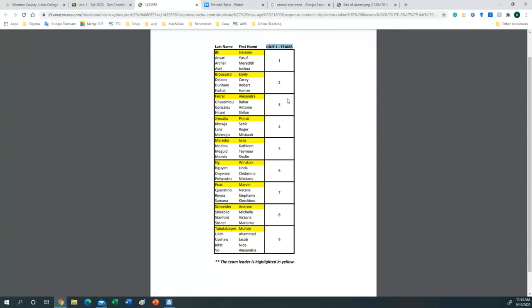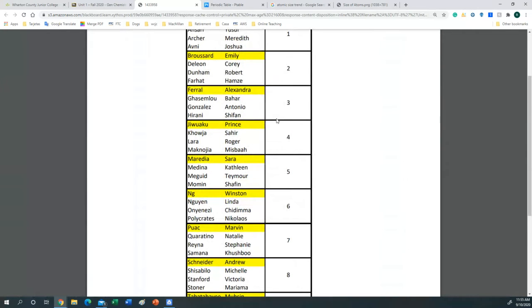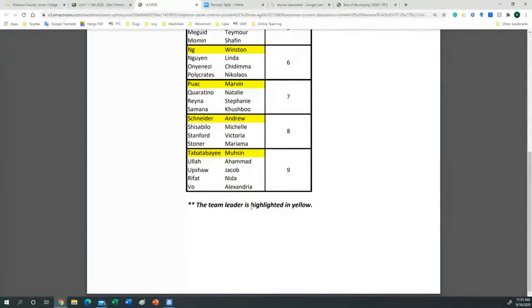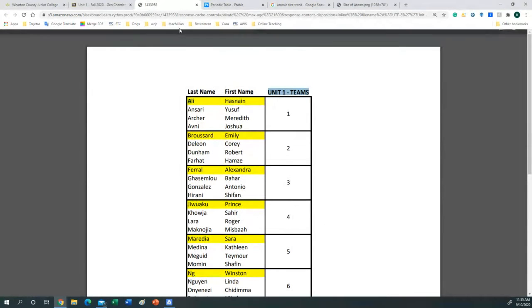Okay? Now, being a team leader, I know, is a challenge, and it's even worse when you are online. I know that, believe me. Been there, done that for many years. So that's why, number one, you guys are going to be team leaders at least once, right? And the team leader, let me go in order. So these are the teams, right? And it says here the team leader is highlighted in yellow.